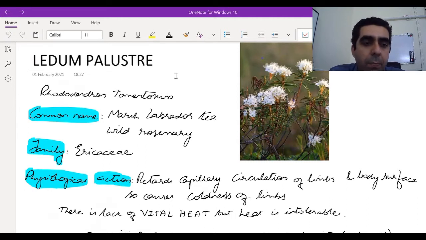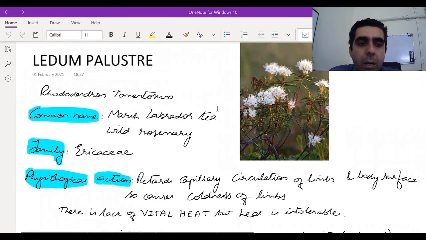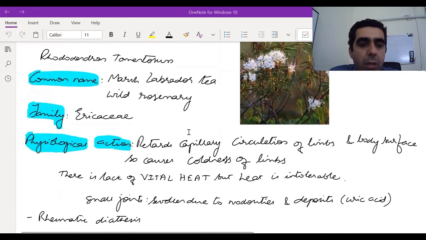So let's begin. Today's remedy is Ledum palustre. Its common name is marsh tea, marsh Labrador tea, or wild rosemary, and it belongs to the family called Ericaceae. The main action of Ledum is on the capillary circulation of the limbs. As a result of that, it causes coldness of the limbs. Due to the reduced circulation in the capillaries, we see the coldness of limbs in Ledum.